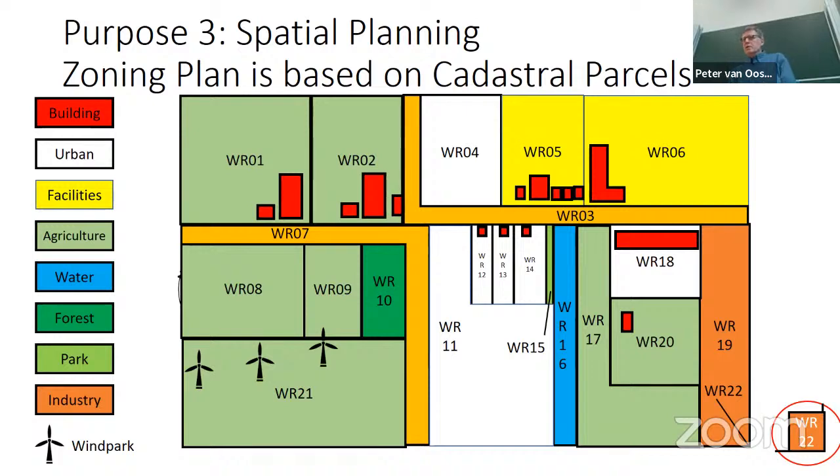And the last type of use is industry. This is dark orange. And in red, of course, the buildings for people to live. And in white, the urban areas, so not so many urban areas in this new rural town.